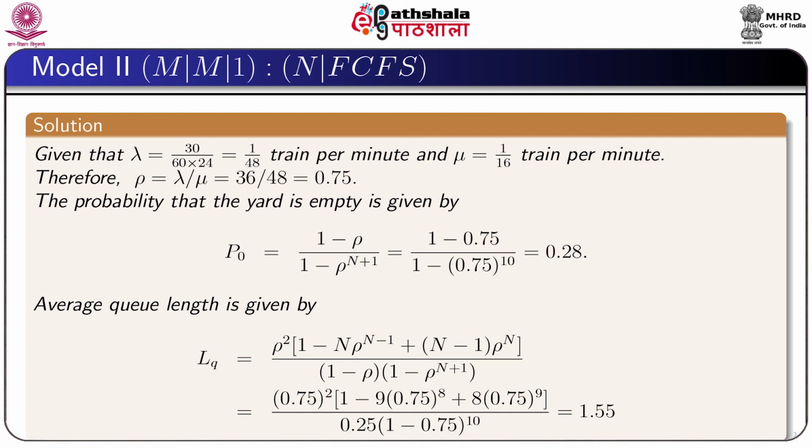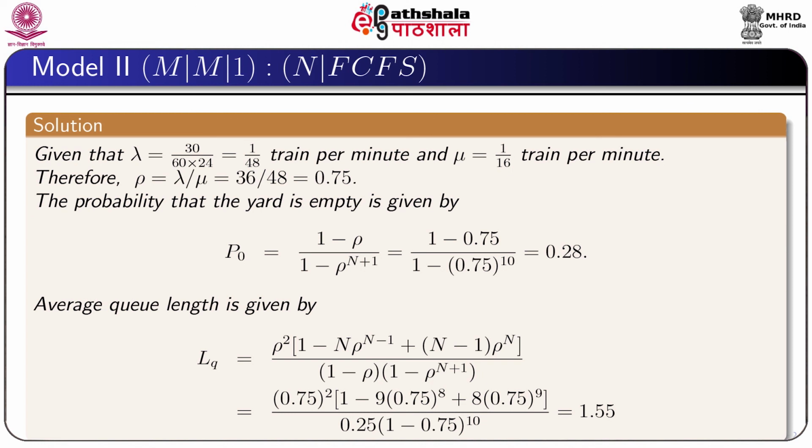We are given that lambda is equal to 30 by 60 into 24, that is equal to 1 by 48 train per minute, the arrival rate converted into per minute, and mu is the service rate, which is equal to 1 by 36 train per minute. Therefore, traffic intensity rho is equal to lambda by mu, which is equal to 0.75.